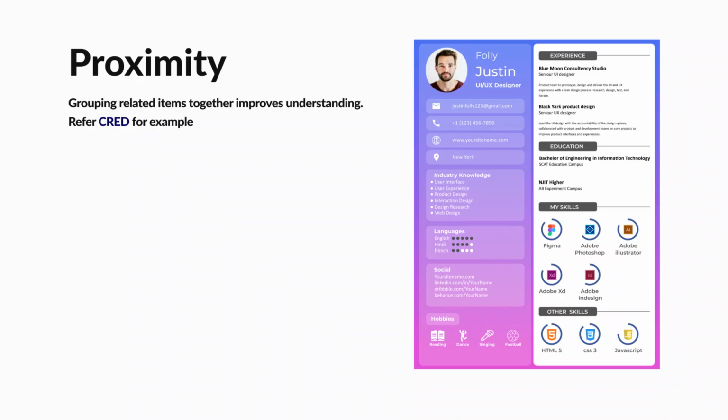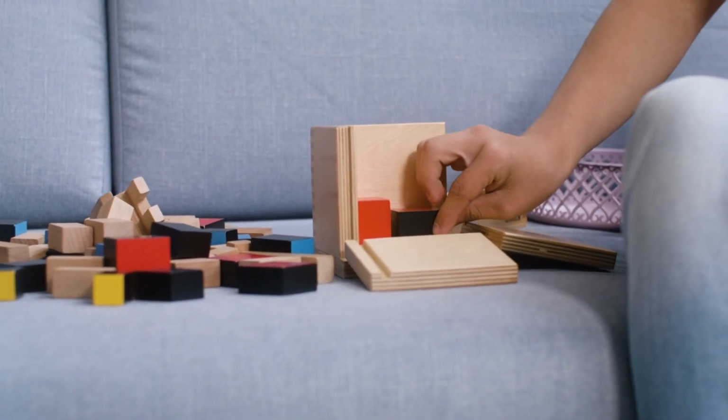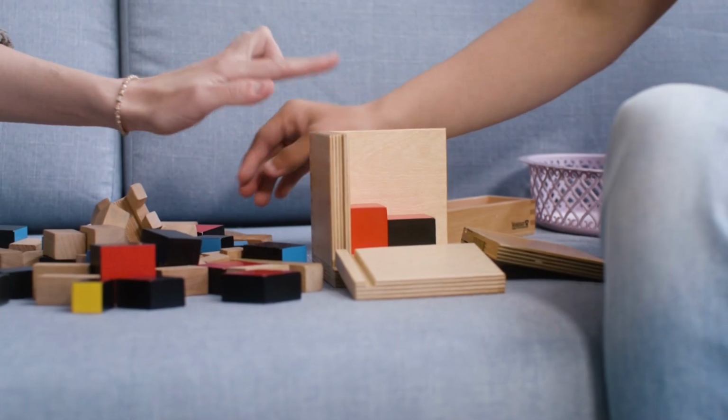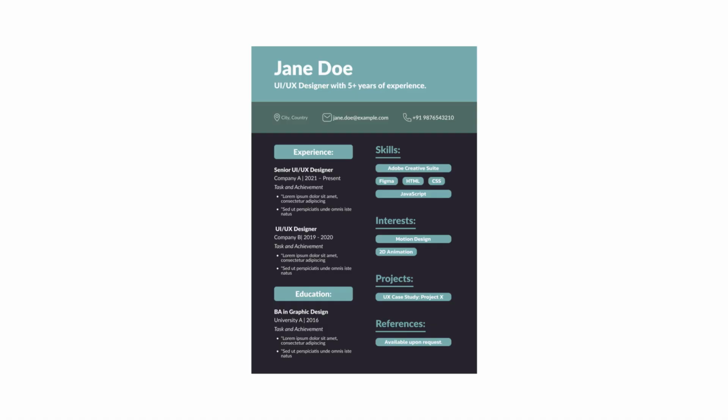Proximity is all about grouping related items together to make content clearer and easier to understand. For example, take this resume. Details like education, experience, and skills are neatly grouped together. You can easily follow along. Everything's in its place, making it super readable.